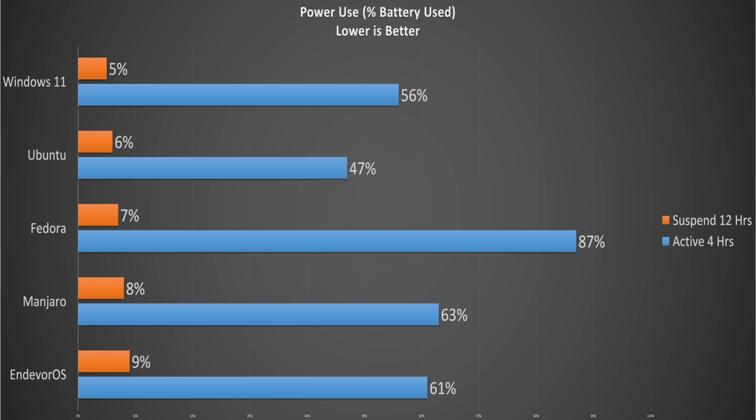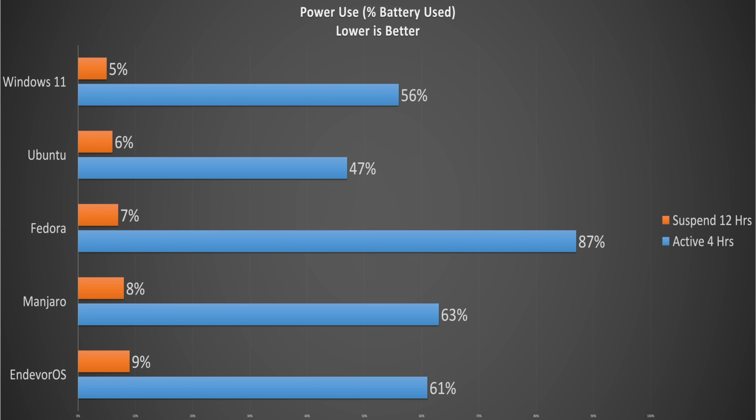The findings were actually surprising. While Windows 11 had a 56% battery drain, the Arch distros weren't far behind with 63% and 61% drain. Ubuntu, however, showed a remarkable 16% better power efficiency compared to Windows 11.